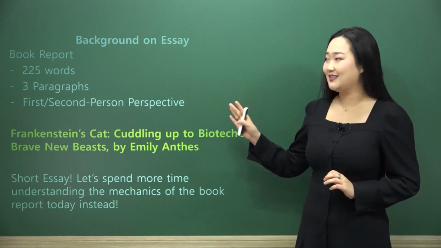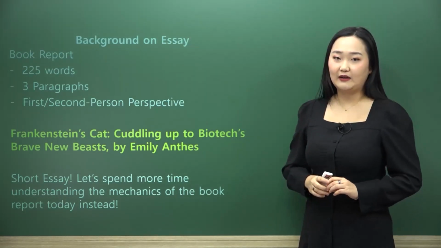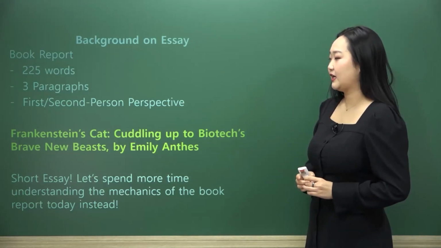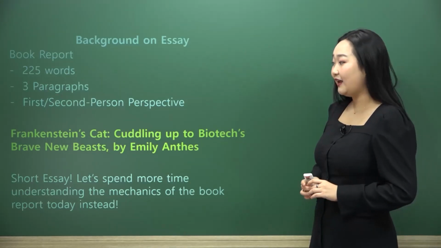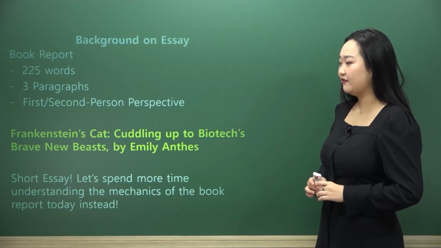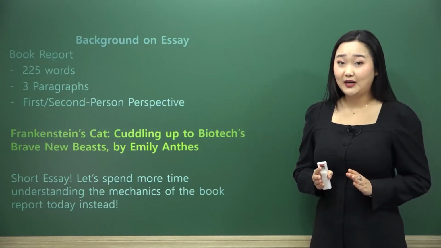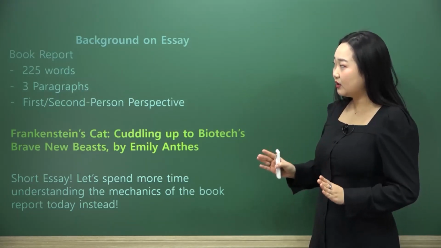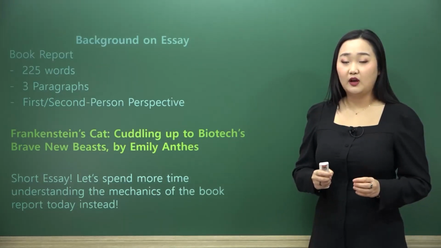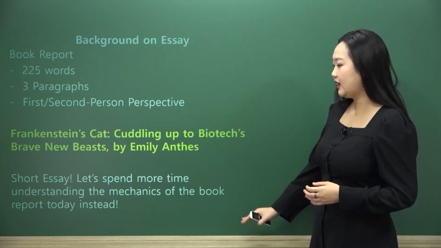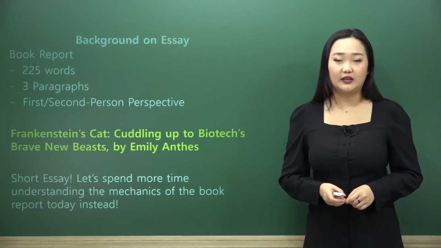We do have an essay, but this is quite a short one. So 225 words, 3 paragraphs long, and written in the first and second person perspective. This book report is on the book Frankenstein's Cat: Cuddling Up to Biotech's Brave New Beasts by Emily Anthes. Here, this is a very short essay. However, let's spend more time talking about what a book report is, what's essential when we're talking about writing one in particular, and let's try to figure out the mechanics of it first before we get into it any further.